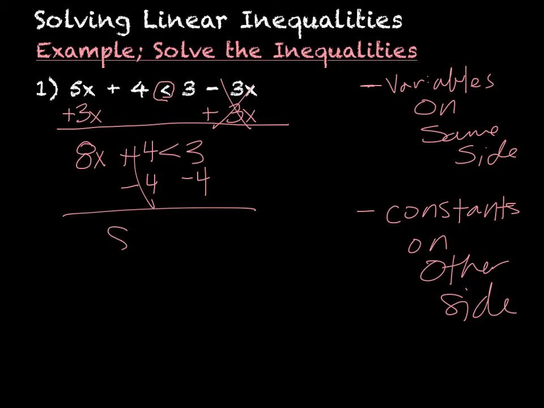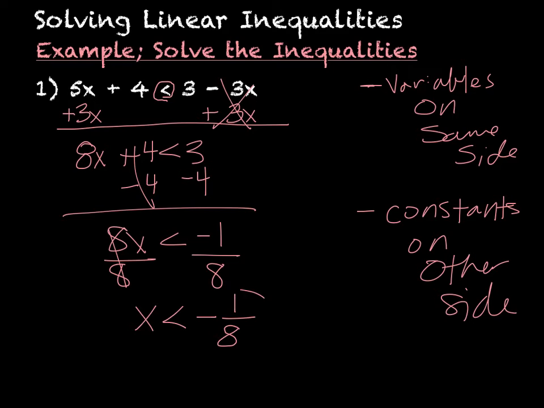So what I have is 8x is less than 3 minus 4 is negative 1. And then I'm going to divide by 8. So x is less than negative 1 over 8. And that is your final answer.